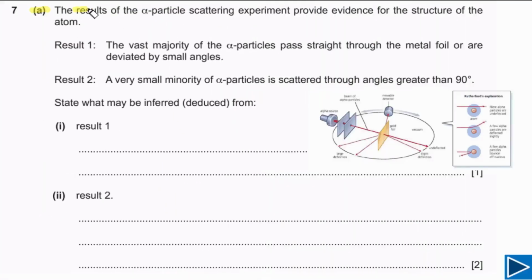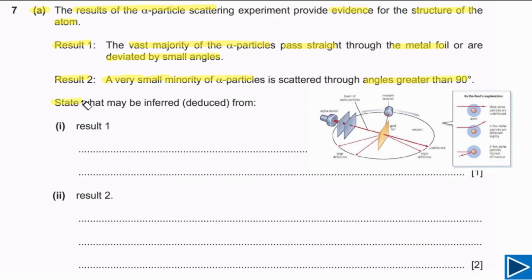For part A, we are given that the results of the alpha particle scattering experiment provide evidence for the structure of the atom. According to result 1, the vast majority of alpha particles pass straight through the metal foil. In many books, they only mention gold foil, so it's the same thing. Some are deviated by small angles. According to result 2, a very small minority of alpha particles is scattered through angles greater than 90 degrees.